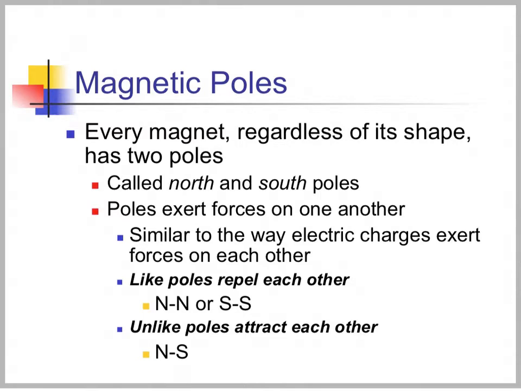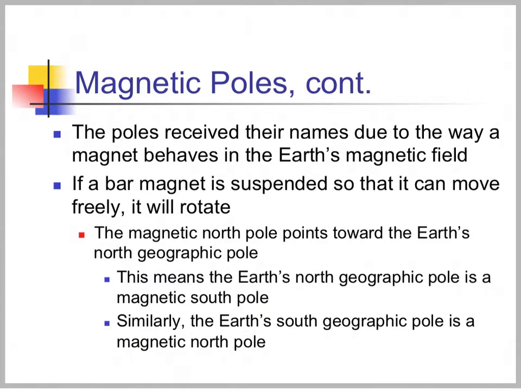So in considering magnets, the first thing we want to consider is magnetic poles. Every magnet, regardless of its shape, has 2 poles, and we call these a north and south pole. And they exert forces on one another, similar to the way electric charges exert forces on each other. Like poles repel each other. So 2 north poles will push each other apart, or 2 south poles. Whereas unlike poles attract each other. North and south poles pull each other together.